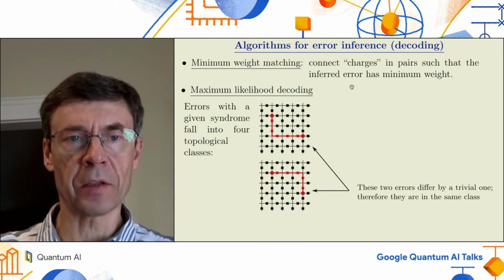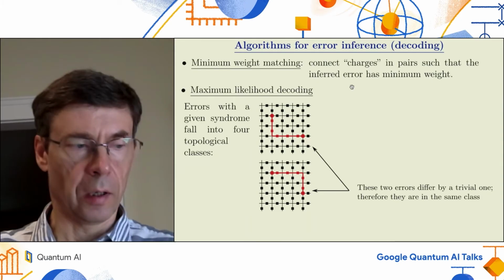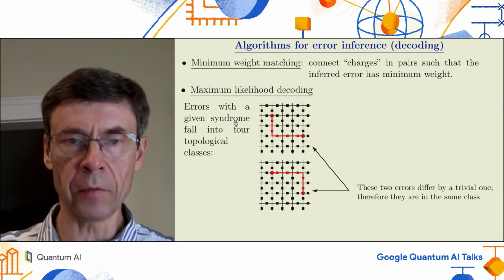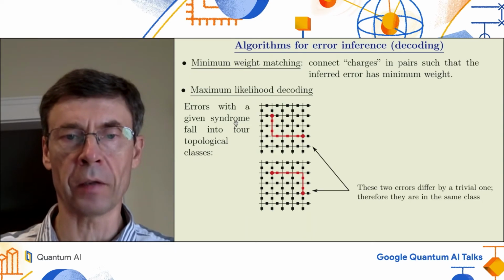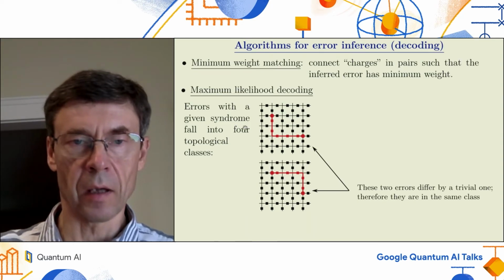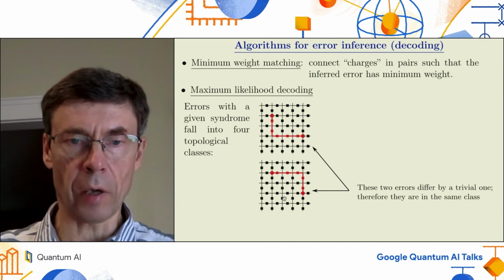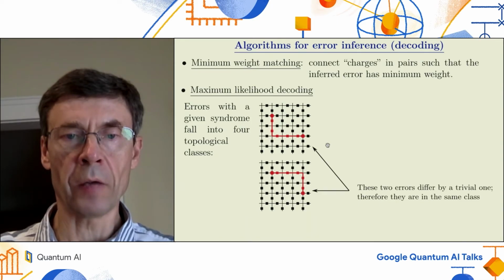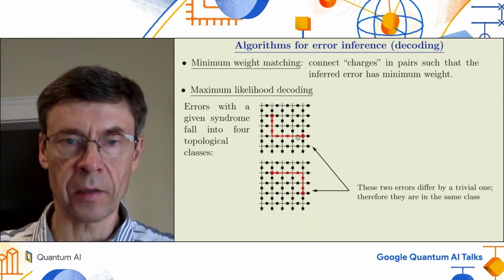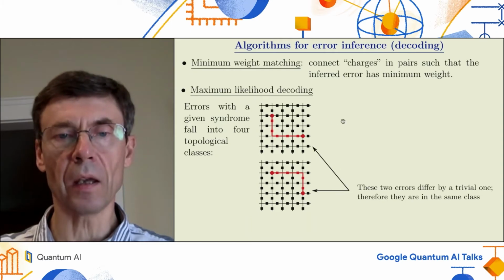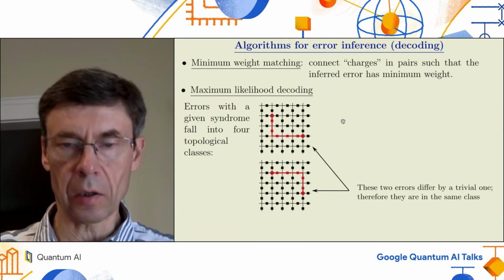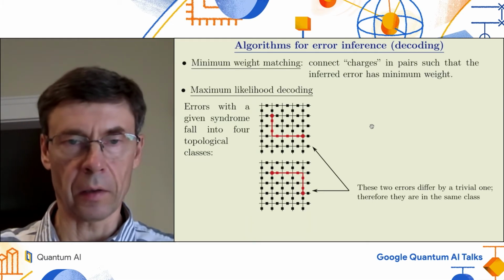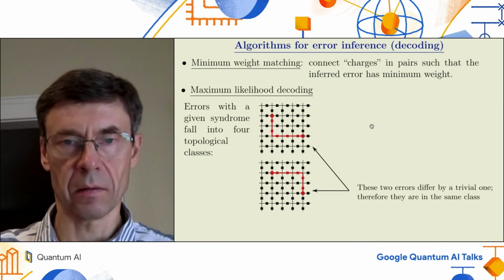The optimal algorithm is called maximum likelihood decoding. To describe it, we need to break individual errors or error patterns into topological classes. For example, these two errors are in the same class because if we superimpose the two pictures, we'll get the boundary of a rectangle. It is a rectangle going like this. And a rectangle consists of plaquettes, so it's a trivial error. And the two patterns are in the same class.